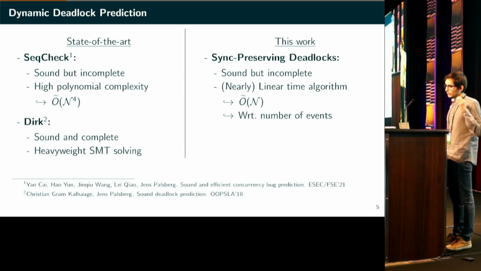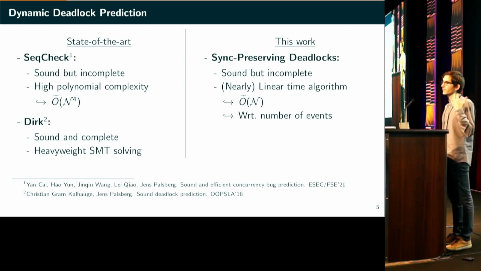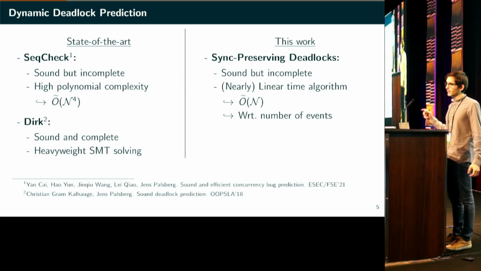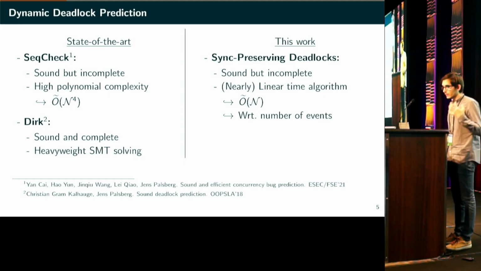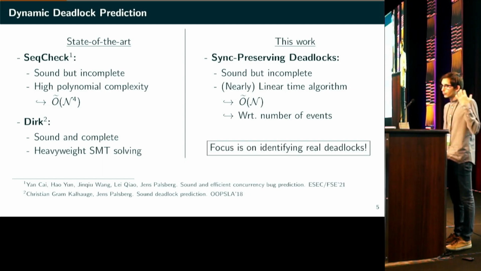One thing to point out here is that there are other dependencies, such as the number of threads and the number of locks in the program, but those parameters are typically significantly smaller than the number of events. So having only linear dependence on the number of events is important. Other than these, there are, of course, many other works which focus on finding deadlocks. For instance, one particular line of work focuses on finding potential deadlocks, but that notion contains false positives. So the focus of this work is on finding real deadlocks.